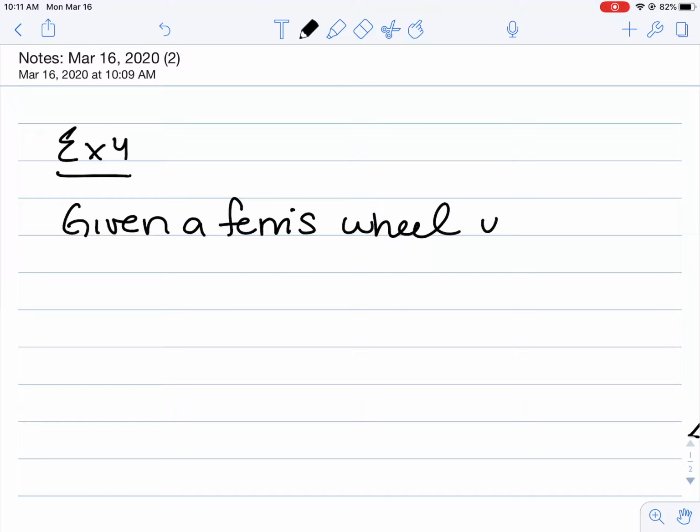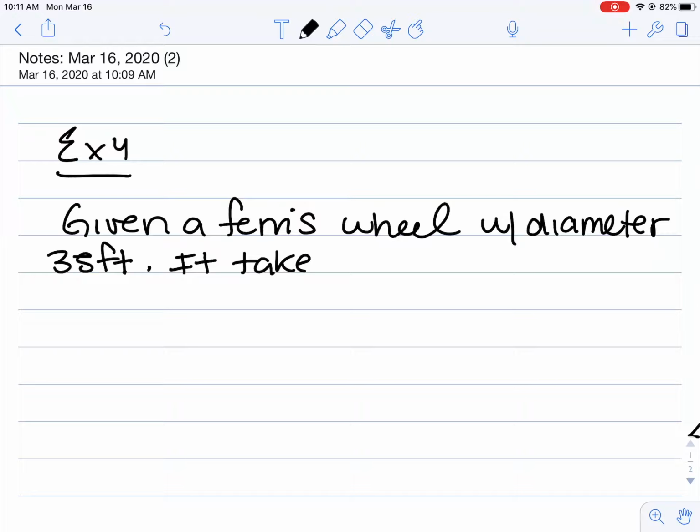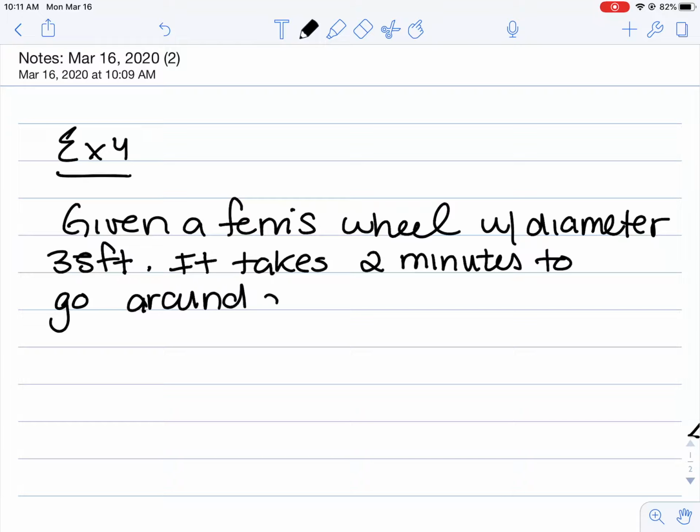With diameter 35 feet. It takes 2 minutes to go around once. Clockwise.